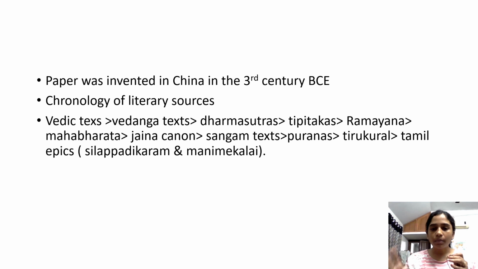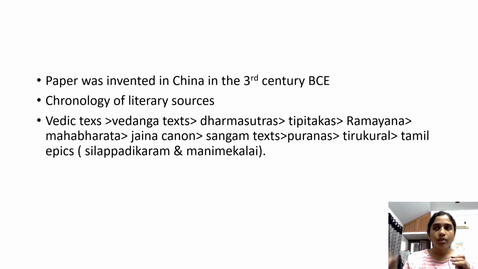Third comes Dharma Sutras and Tripitakas together. And fifth comes Ramayana, and sixth comes Mahabharata. Ramayana is older than Mahabharata. Always remember that. You need not have any confusion as to which is older. Then comes Jaina canon. Then comes Sangam texts. Then comes Puranas. Then comes Tirukural. Then comes the Tamil epics Shilapadigaram and Manimekhalai.